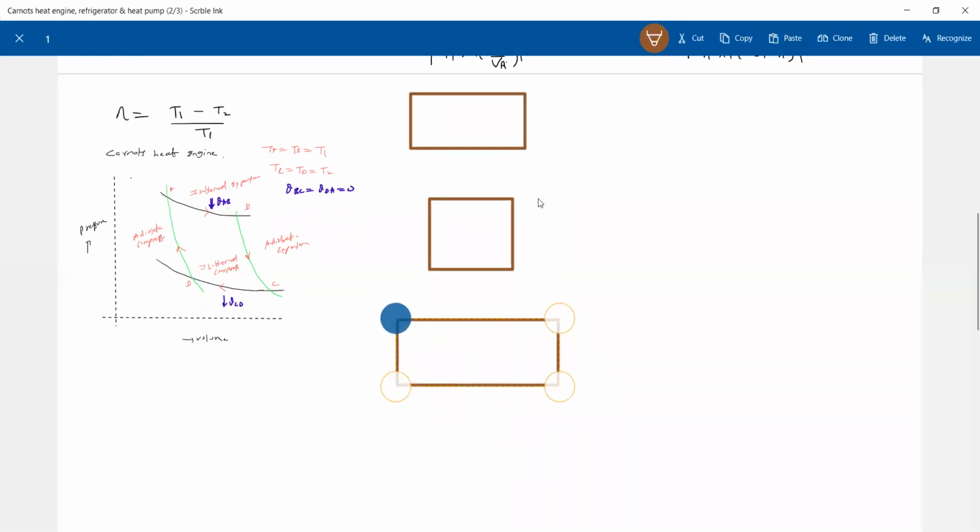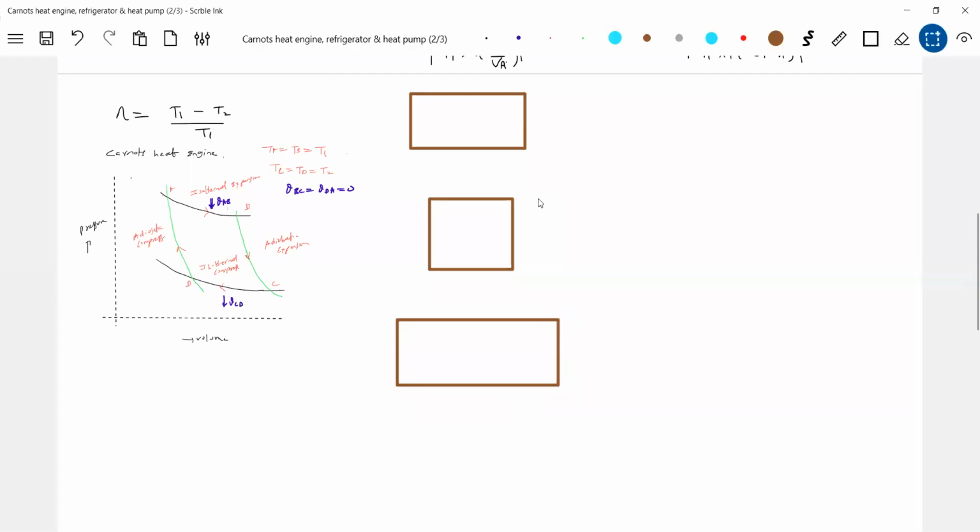Okay, there's a heat engine. This is the working substance. Now, what do you mean by working substance? Ideal gas.